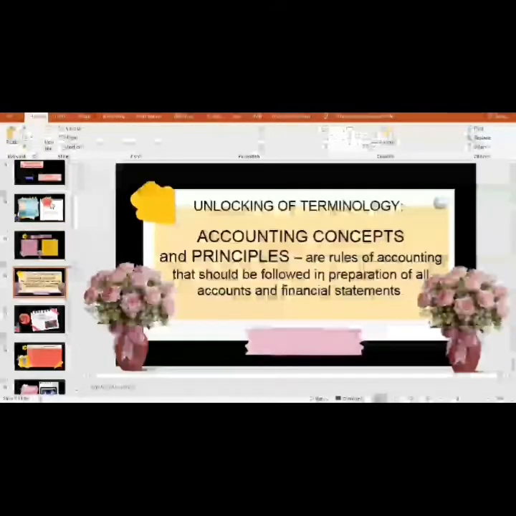Accounting concepts and principles are rules of accounting that should be followed in the preparation of all accounts and financial statements. Okay, very good. So you have there the word preparation. This will serve as our guide, no? On how to record, when to record, and what to record.